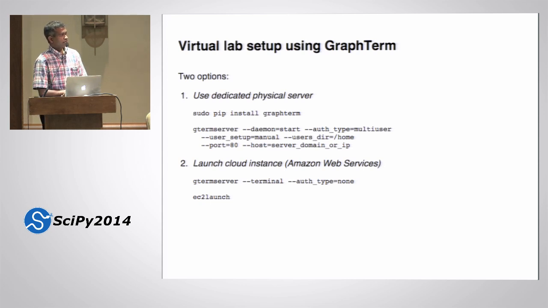If you don't have your own dedicated server, you can use Amazon Web Services. Again, you launch GraphTerm, and within GraphTerm, there's a command called easy to launch, which I'll show you later what the screen looks like. It launches a server on Amazon. It takes about 10 minutes. You can configure it with different kinds of software like PyLab or R, and it'll be up and running as long as you want.